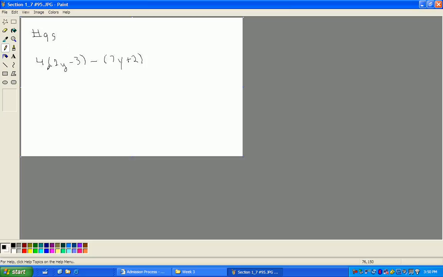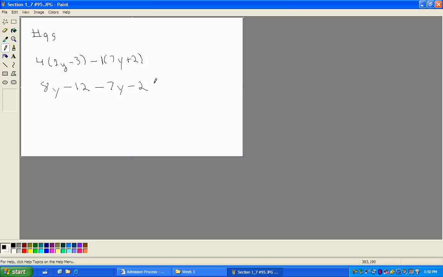So 4 times 2y is 8y. We have a negative there, so let's go ahead and put that. 4 times 3 is 12. We have a negative here. Let's go ahead and distribute that negative right away. Negative 1, remember there's like an imaginary 1 here, right? Negative 1 times 7y gives us 7y with a subtraction there. Negative 1 times a positive 2 gives us a negative 2.